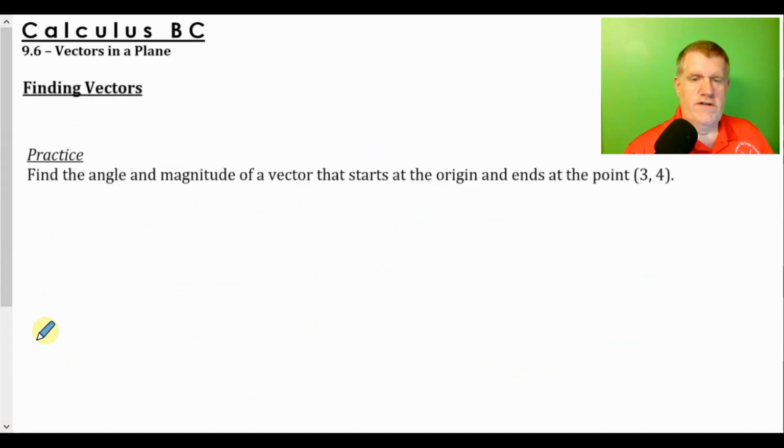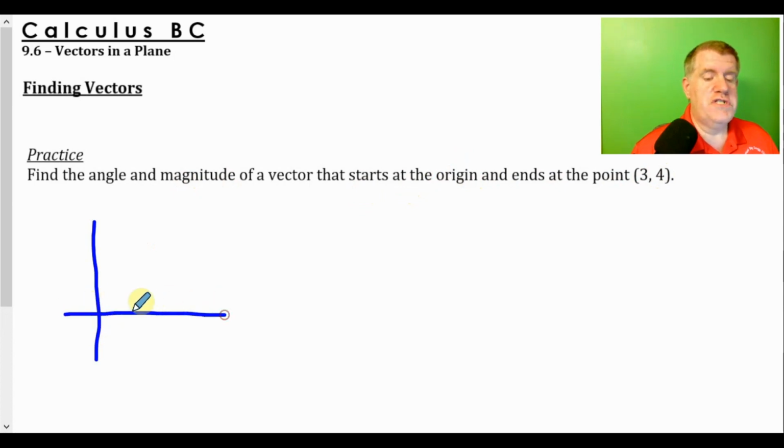Now how do I find the angle and magnitude of a vector if I'm given its initial point and its terminal point? Well, it just happens to be that the initial point is the origin, which is nice, and the end point is 3, 4. And you're going to see very quickly why I chose this problem.